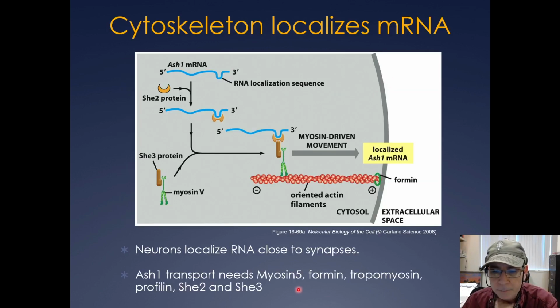Okay, so you'll see when we cover nerve cells that neurons actually use this same process, and they can localize messenger RNA close to the synapse so they can readily make neurotransmitter if needed.